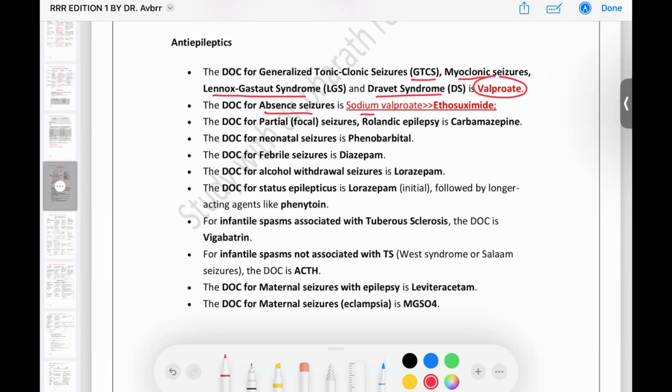In neonatal seizures, we give phenobarbital. Febrile seizures, diazepam. Alcohol withdrawal patients, lorazepam, which is long acting. Status epilepticus, lorazepam and phenytoin. Also remember that for infantile spasms with tuberous sclerosis, the drug of choice is vigabatrin. For other infantile spasms, we give ACTH. The safest drug in pregnancy seizures is levetiracetam, and for seizures in eclampsia, it is MgSO4. So this is very important.